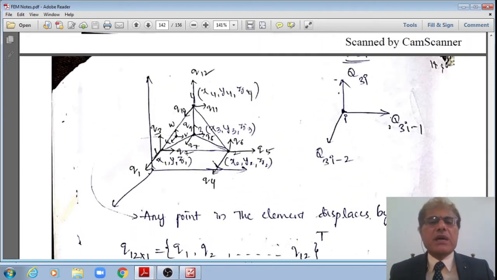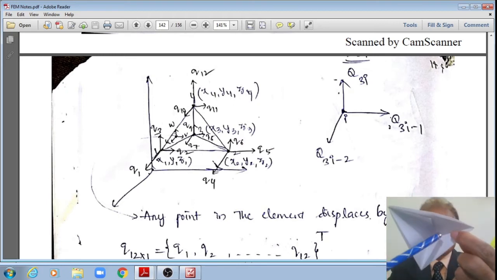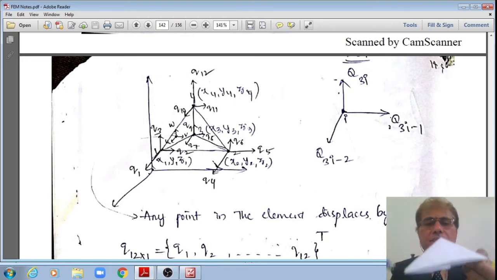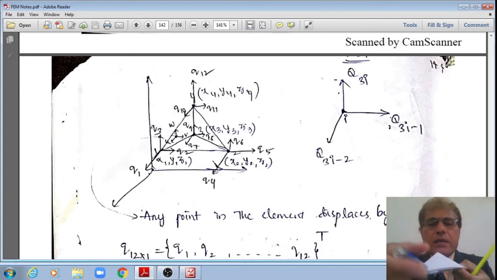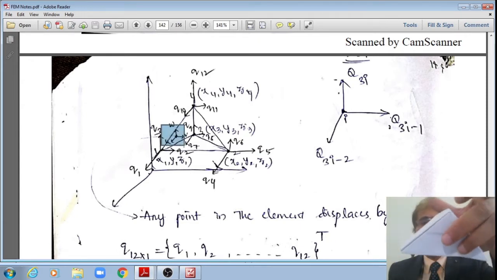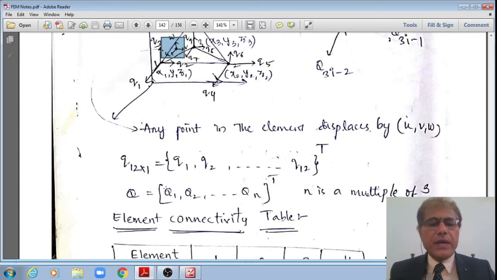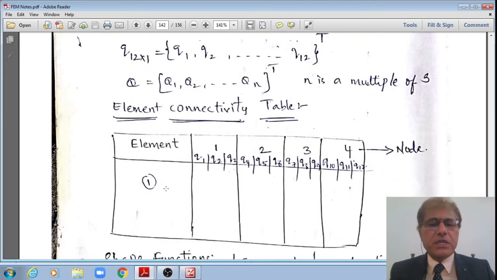Now I'll consider a point within the interior of this element anywhere, which can displace in x direction by an amount u, in y direction by an amount v, and in z direction by an amount w. That is how it is shown that the interior point can displace by an amount u, v, w respectively. That is what we are supposed to find or interpolate from the interpolation functions or shape functions.